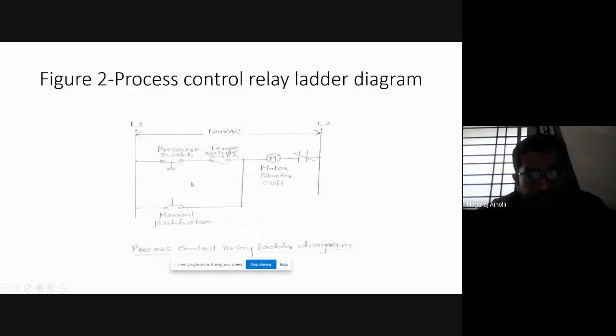Now look here, there is a pressure switch. This is how the pressure switch symbol is denoted. Then there is a temperature switch. The setup is supplied with a 120 volt AC voltage. Then this is the manual push button. Then we have the motor.